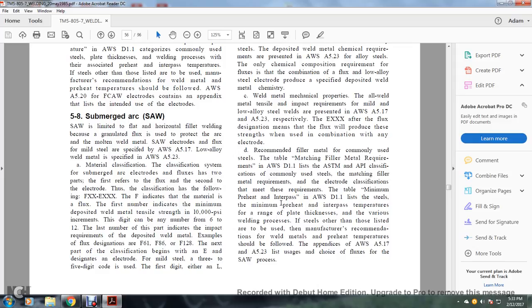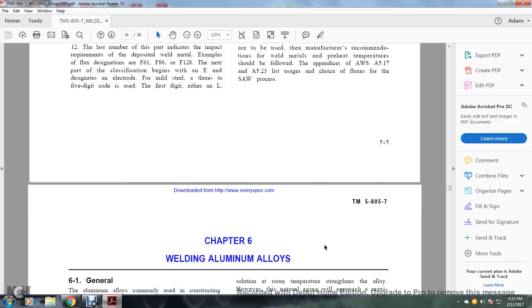Recommended filler metal commonly used for the steels is shown in the table listing matching filler metal requirements in American Welding Society D1.1 for American Society for Testing and Materials and American Petroleum Institute classification of commonly used steel. The electrode classifications meet the requirements of the table. The minimum preheat and interpass temperatures in American Welding Society D1.1 are listed for the range of thicknesses of the various welding processes. For steels other than those listed, the manufacturer's recommendation is usually used. Preheat temperatures should be found in the appendix of American Welding Society A5.17 and A5.23, which lists usage and choice of flux for the submerged arc welding process.